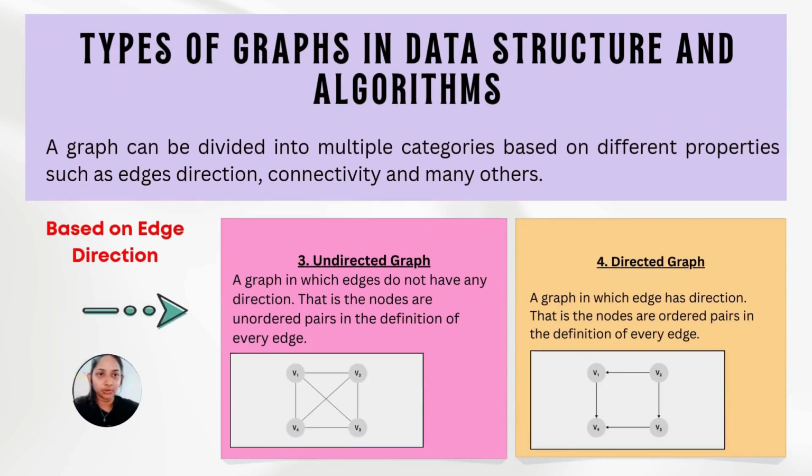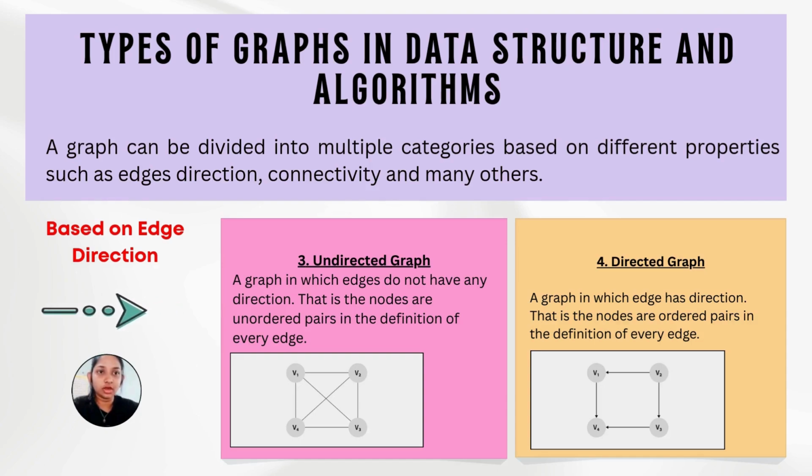Now let's talk about the types of graphs. A graph can be categorized into different categories based on properties such as edge direction, connectivity and other features. First we will look at types of graphs based on edge direction. There are two types of graph, undirected graph and directed graph. First, let's look at the undirected graph.